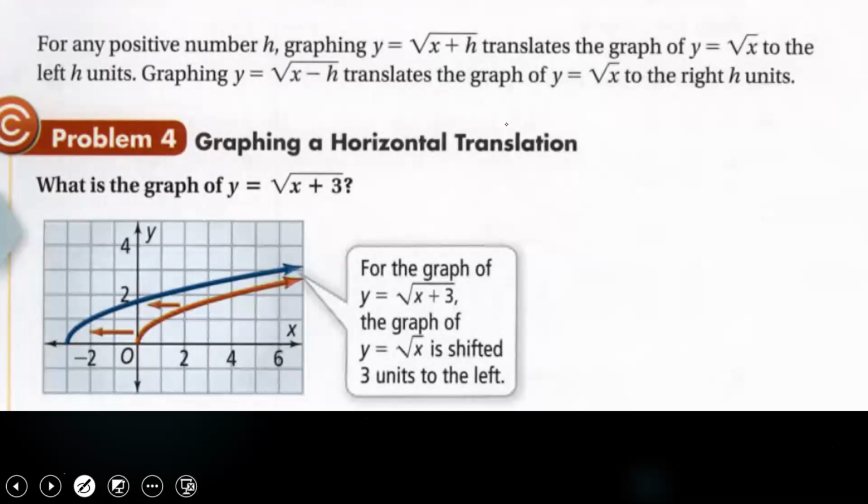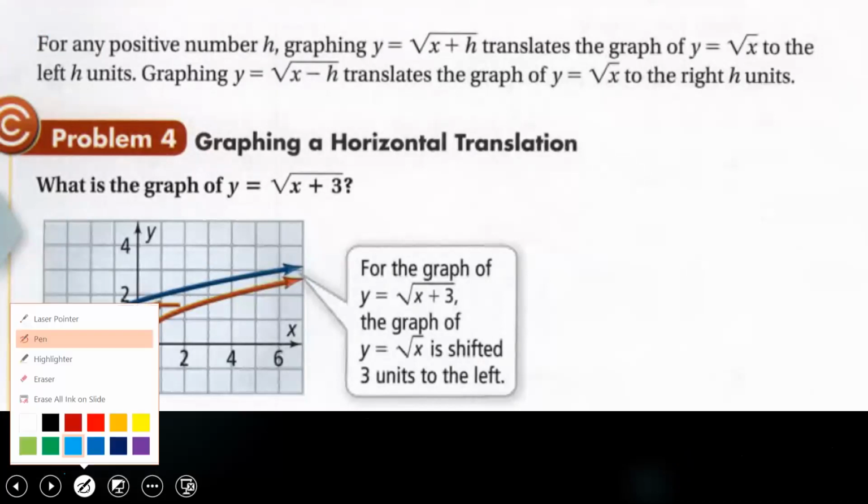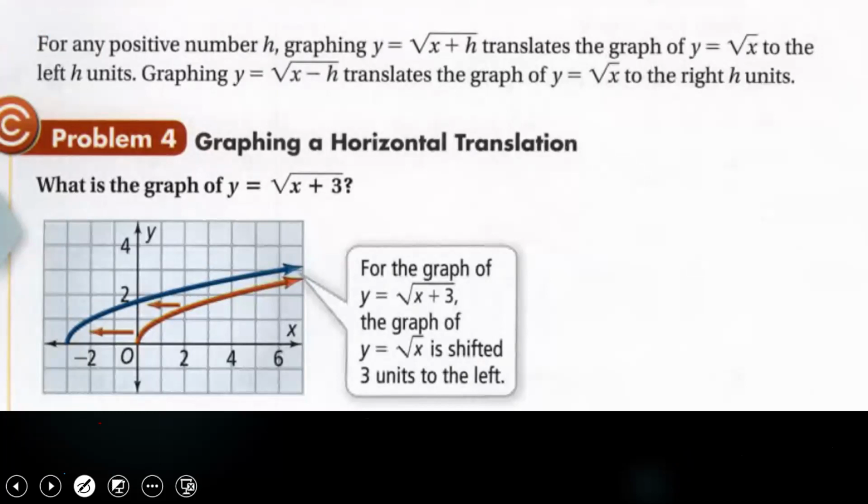If the number is under the square root and with a plus sign, how do I know? If you want to distinguish between it, look at here. Here we have x plus 3. So in your mind, say make x plus 3 equal 0. So at point x equal negative 3, I have to start.